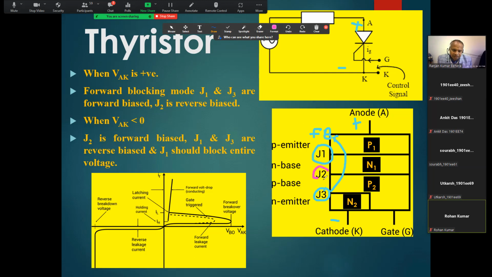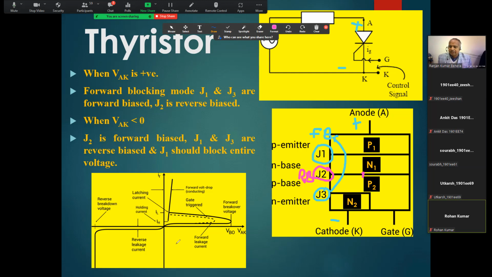But J2 is reverse biased. Both junctions J1 and J3 are forward biased and J2 is reverse biased. So when you have a reverse bias, what kind of current flows? There will be some small leakage current between N1 and P2, because it is mainly in blocking mode, nearly blocking mode.